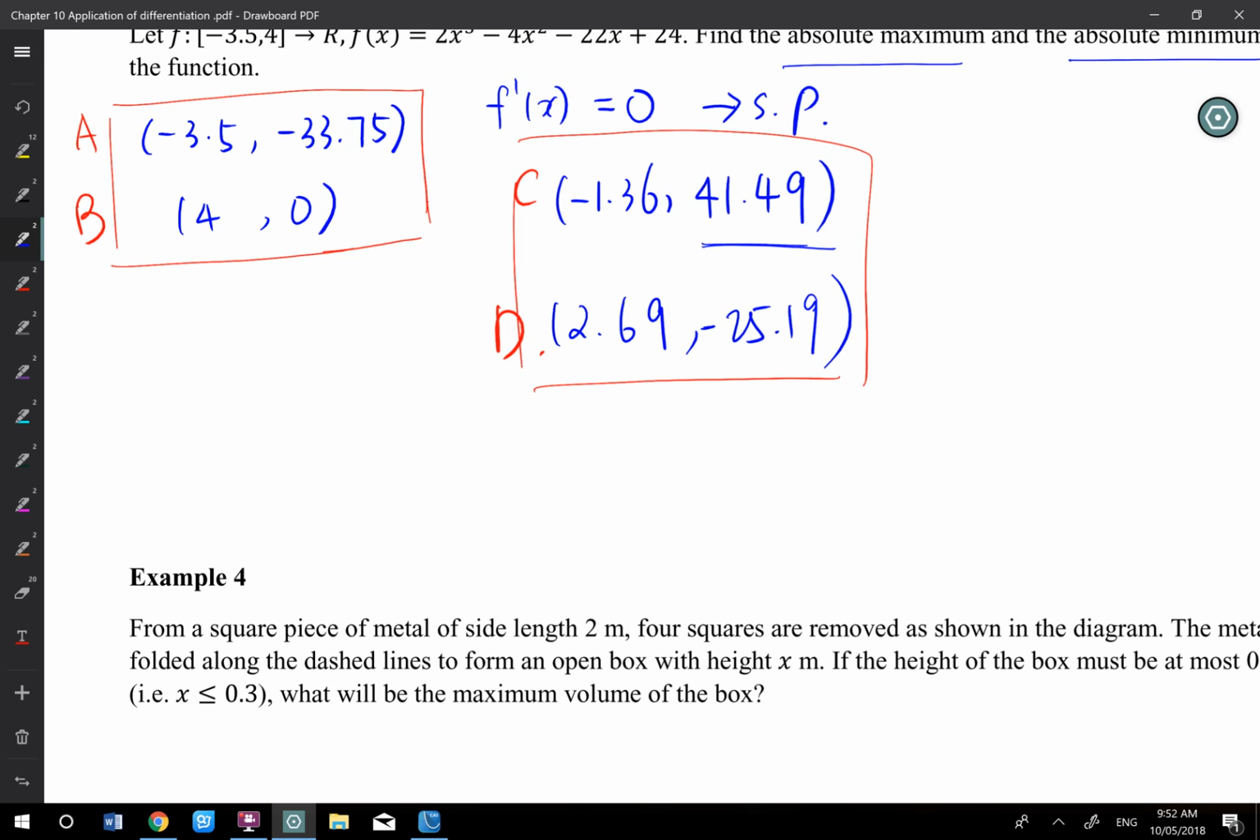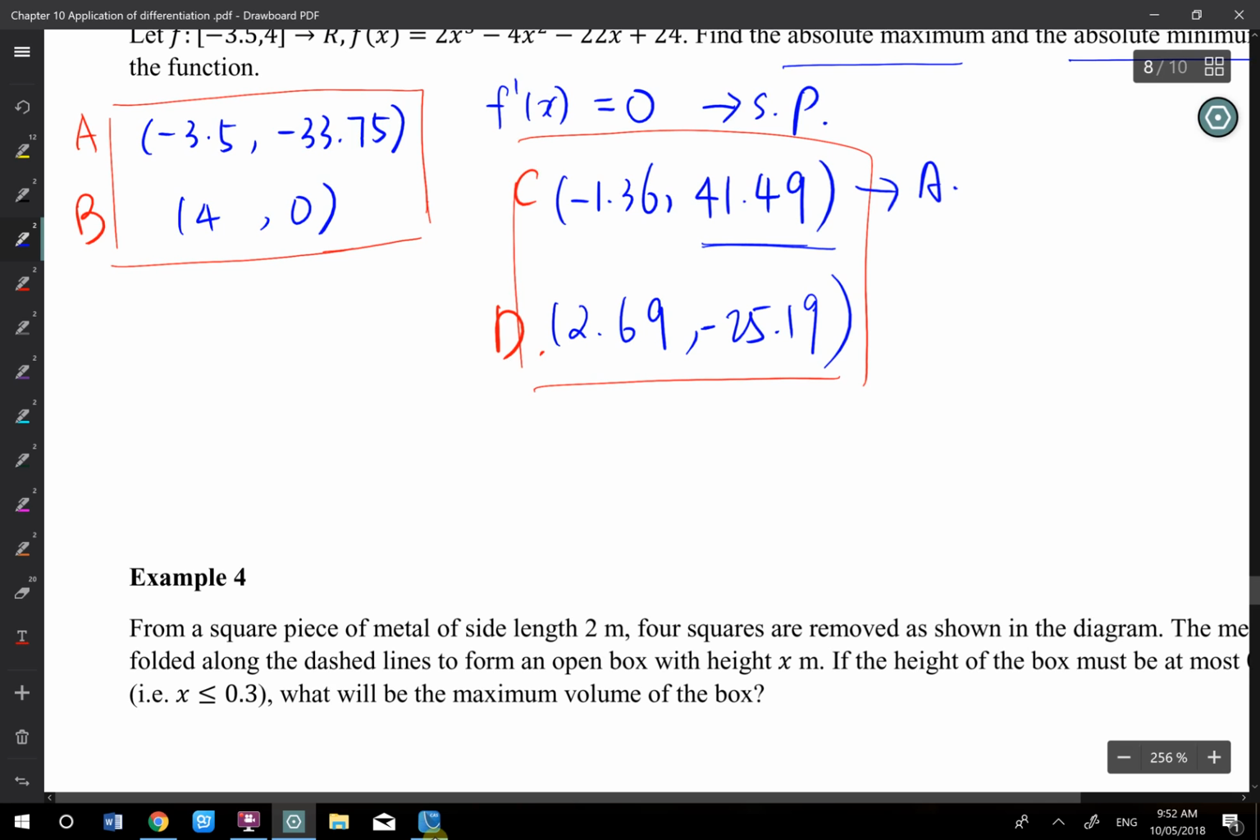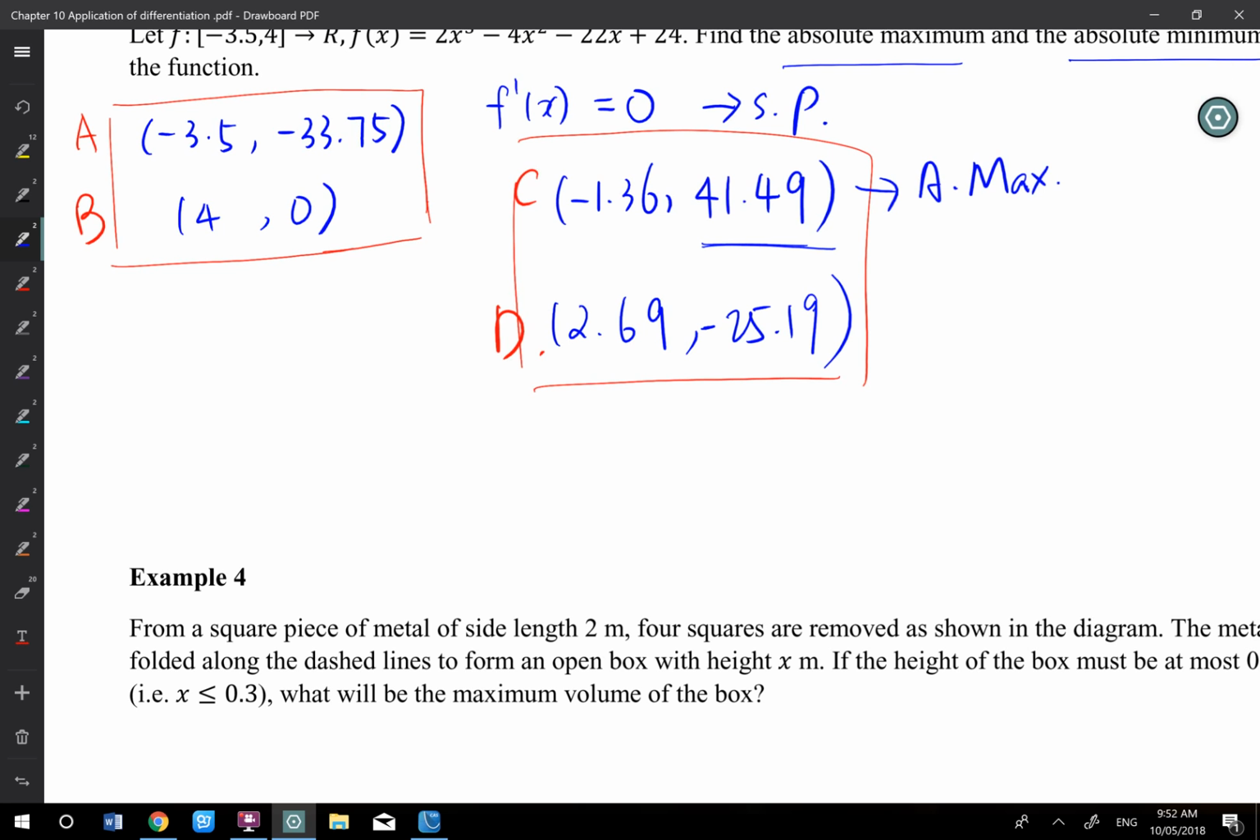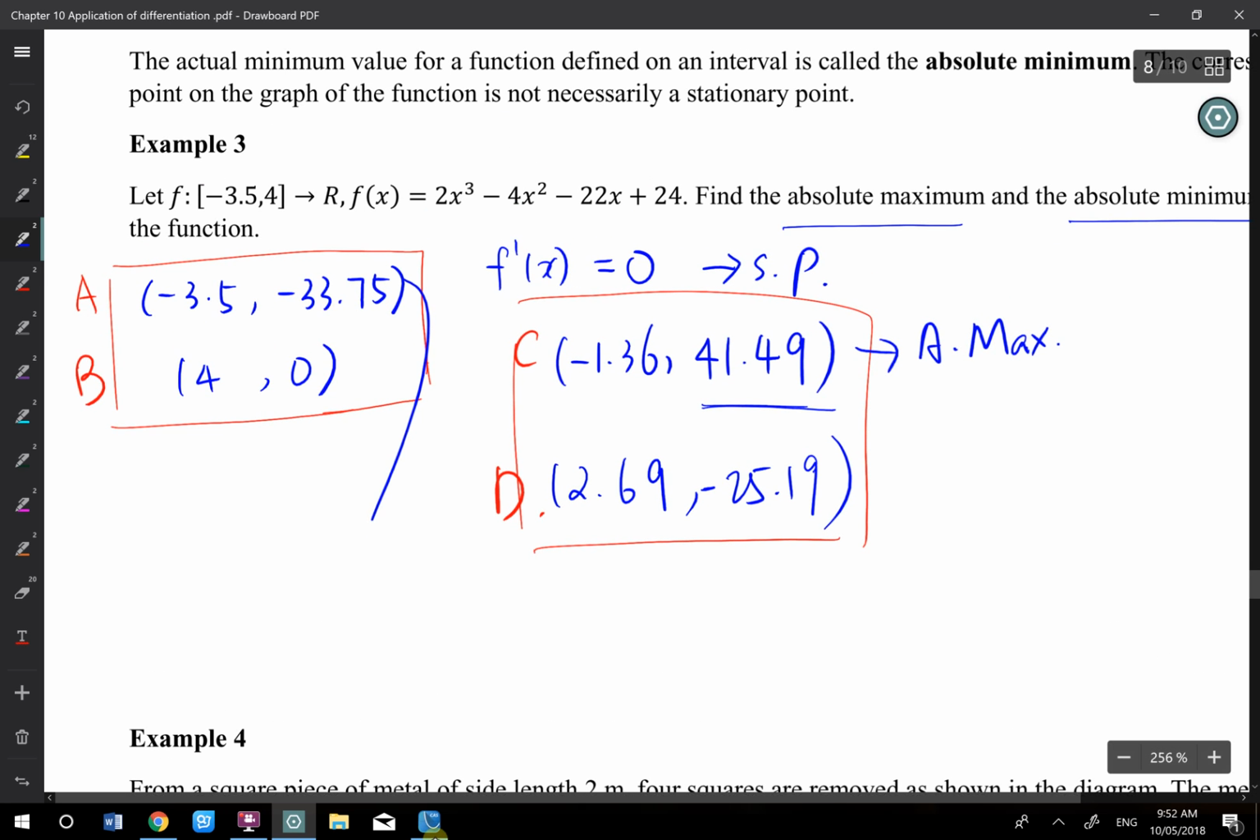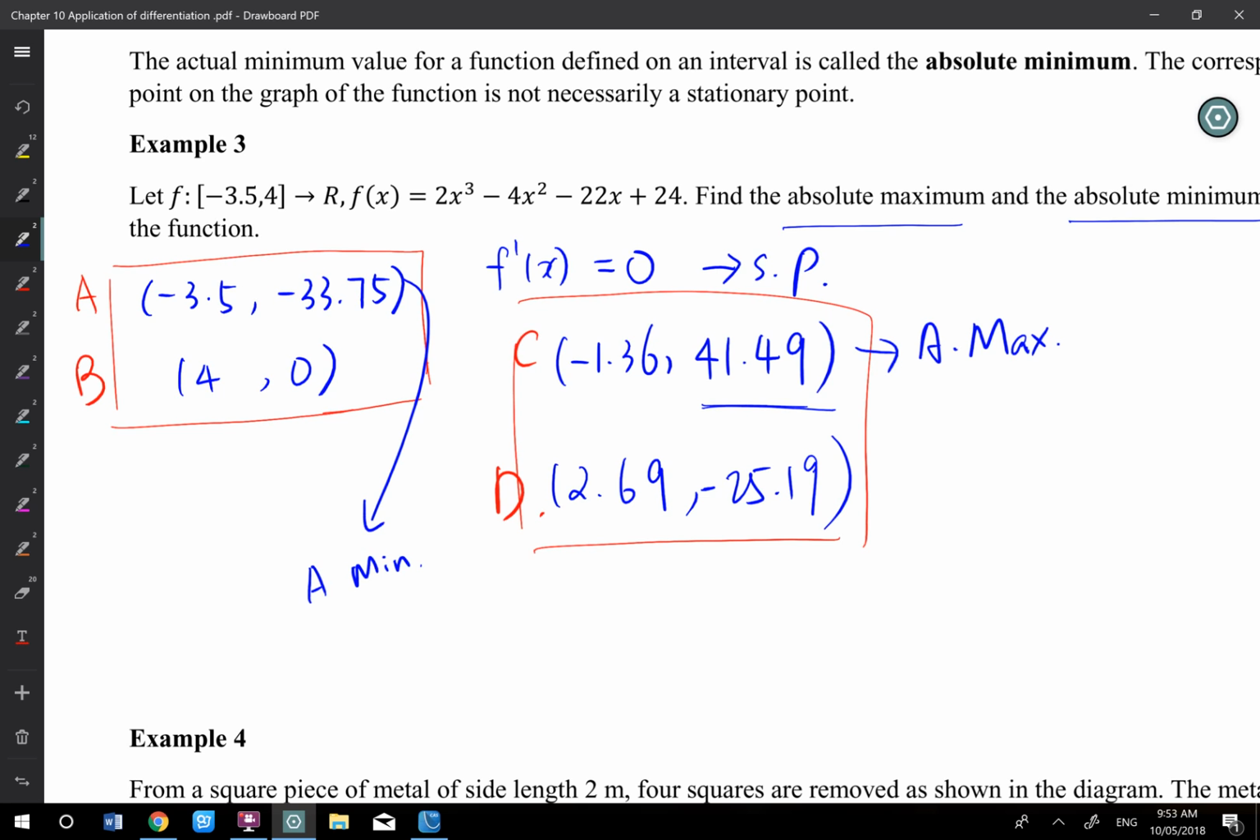I think it will be a maximum turning point. Maximum must be a turning point, so it's from the stationary point. It can't be a minimum turning point, so it must be a maximum turning point, 41.49. This is the absolute max. Which one is the lowest? A, B, C, D, which one? A. Okay, A is the absolute minimum.